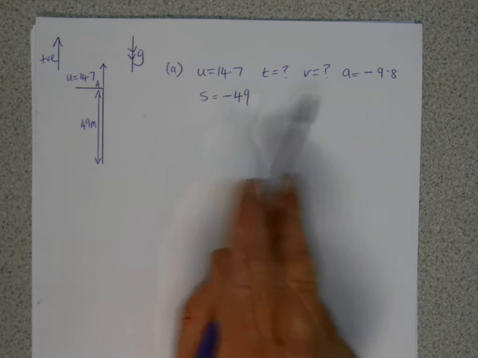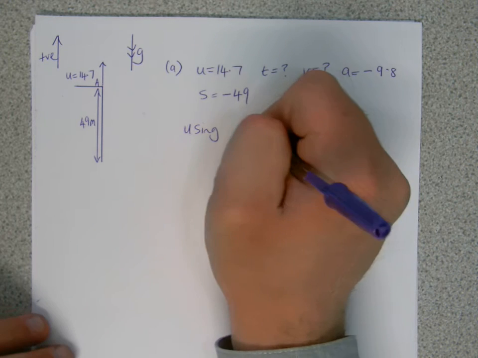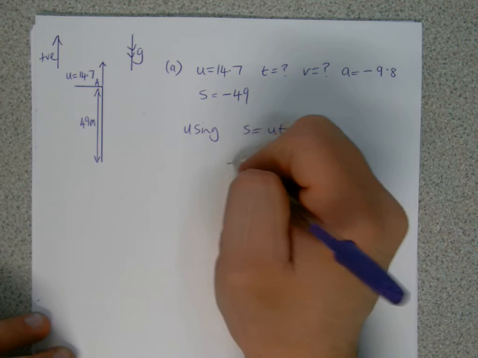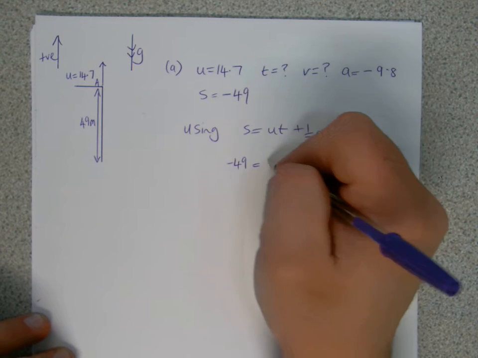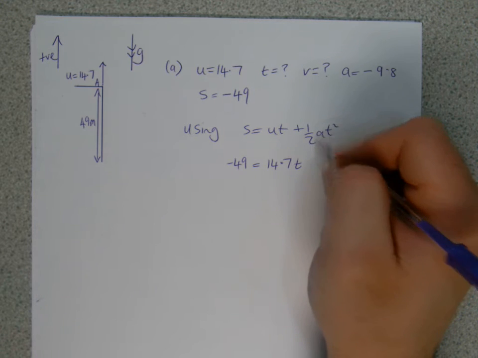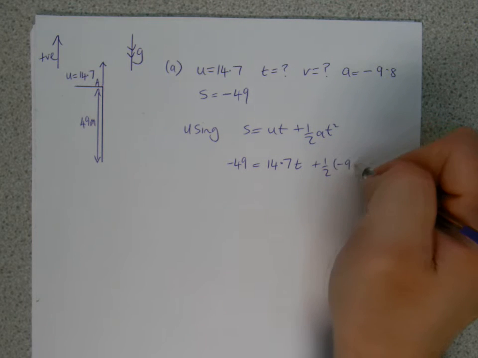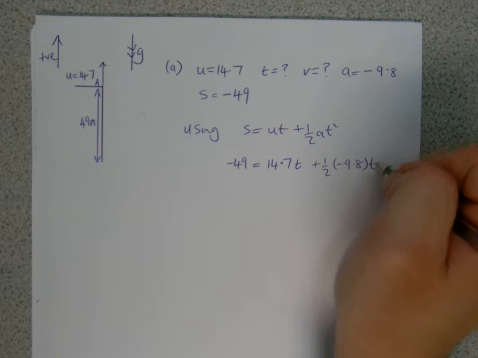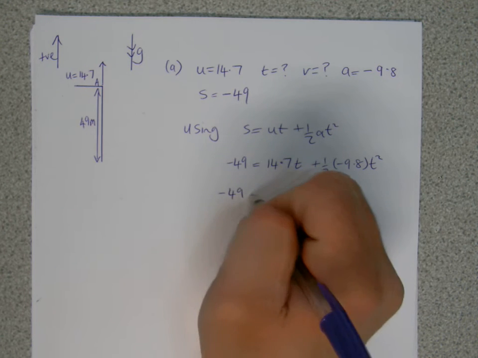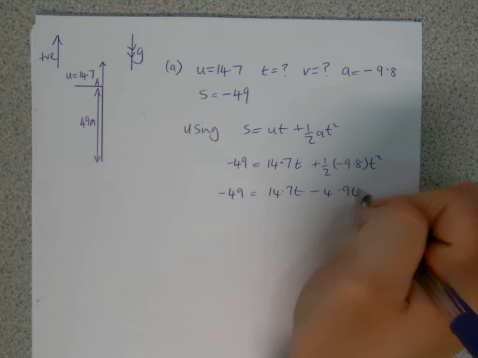So then, knowing U, A, and S, and I want T, what I need to do is use S equals UT plus half AT squared. Okay, so put minus 49 in there for S. U then is 14.7 T, then we've got plus half, A is minus 9.8, T squared. Right, so we've got that there. Now perhaps to simplify a little bit here, I will do 14.7 t, that will be minus 4.9 t squared.